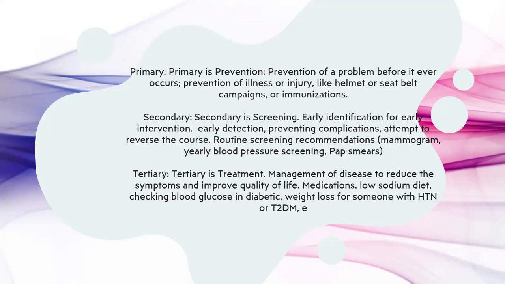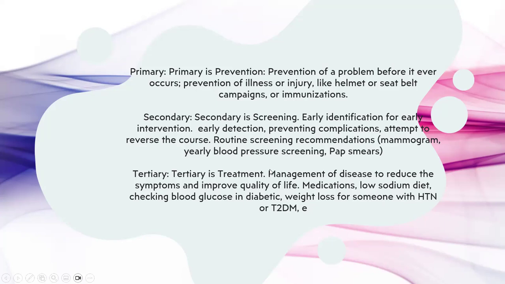And so checking that glucose, monitoring that glucose level. She wanted her A1C checked because she had made all of these changes. She had been walking and exercising. She changed her diet and she wanted to check that A1C. And of course, it had improved. And then weight loss for someone that has hypertension. That is tertiary treatment because they're doing these things to manage, to improve that quality of life.